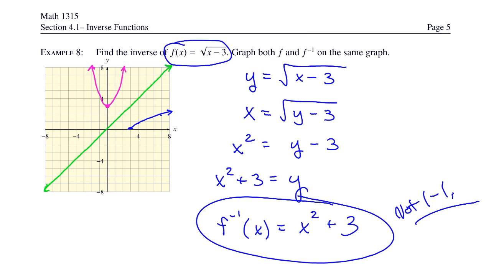So the question is, what do we have to do to the result in order to make these inverses? And it's real simple. We just have to get rid of part of it. We have to get rid of one of these branches, either the left or the right. We have to keep the part that would be a reflection over the line y equals x, and that is this right half.